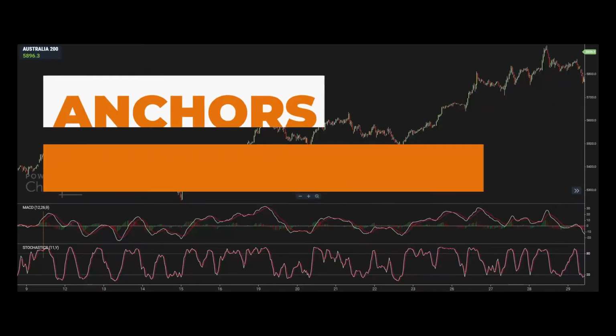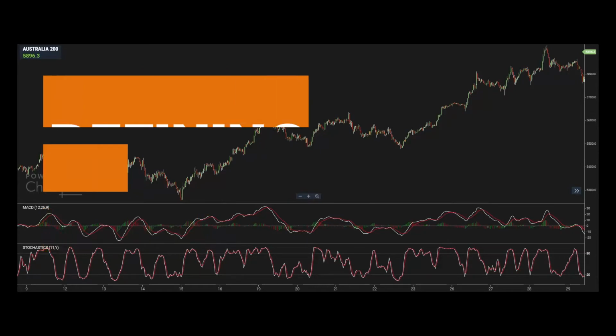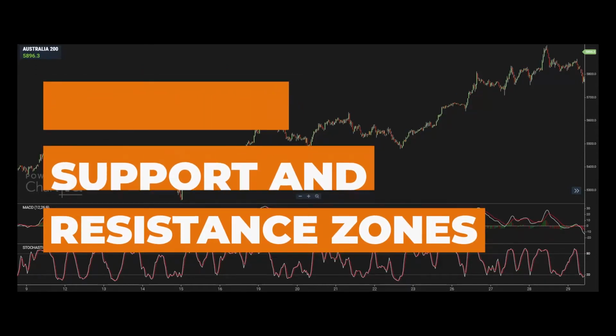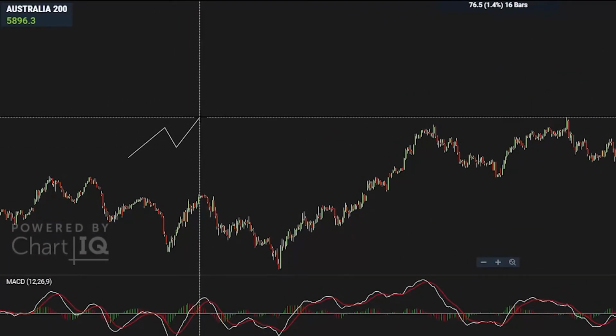First thing we want to do is explain how we define it and what we're looking for, the key aspects to define a resistance zone and the key aspects to define support zones. Right, so if we start by defining a resistance zone first, it's just going to be the reverse for support, okay?